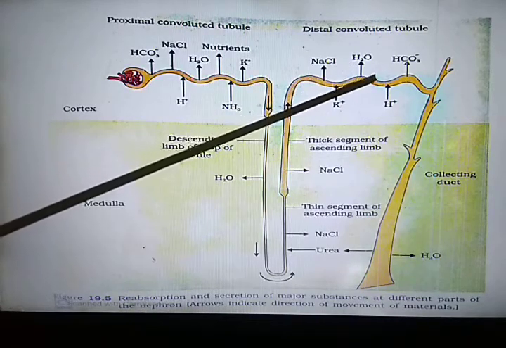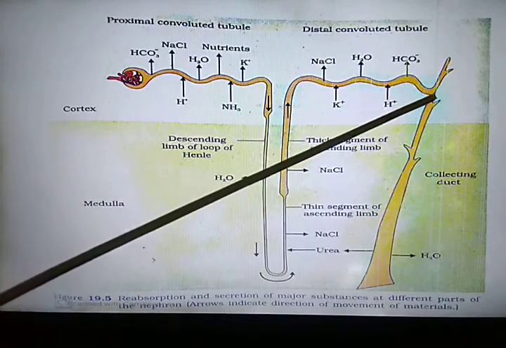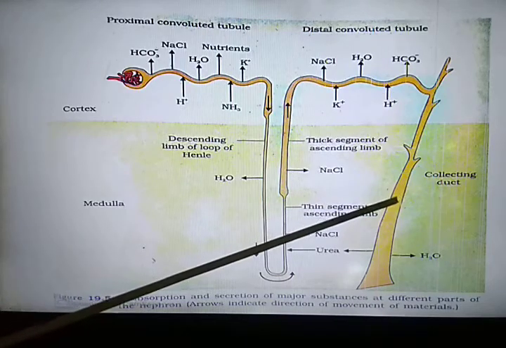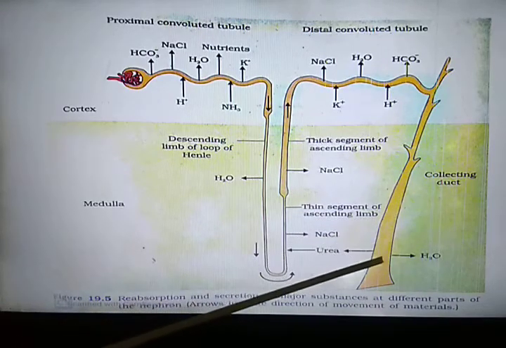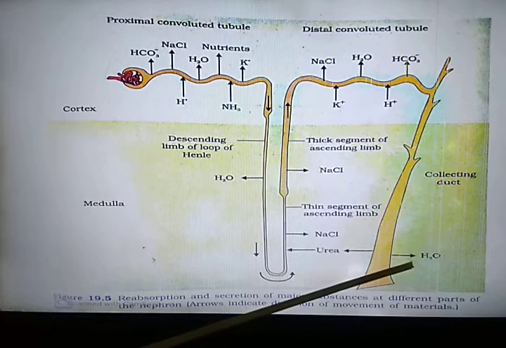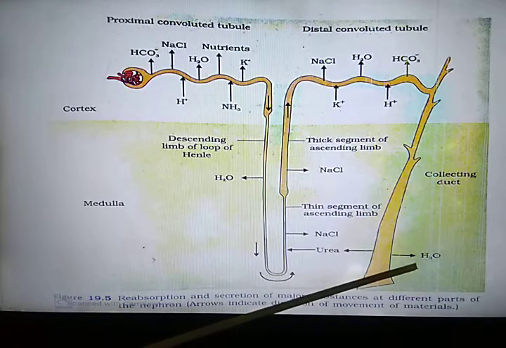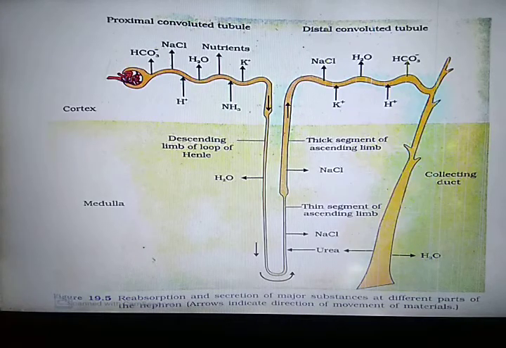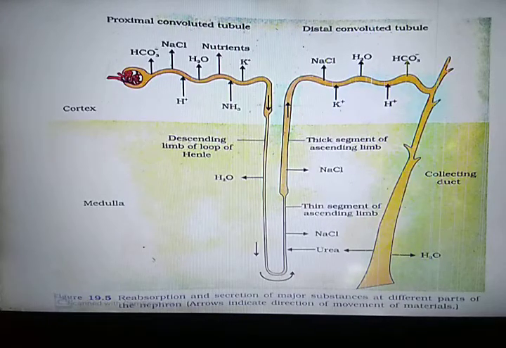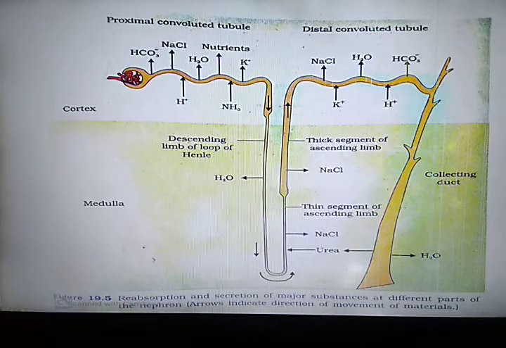Now the filtrate moves into the collecting duct. In the collecting duct, reabsorption of water takes place to produce concentrated urine. I hope reabsorption is clear to everyone. Now the third part of the mechanism of urine formation is tubular secretion.